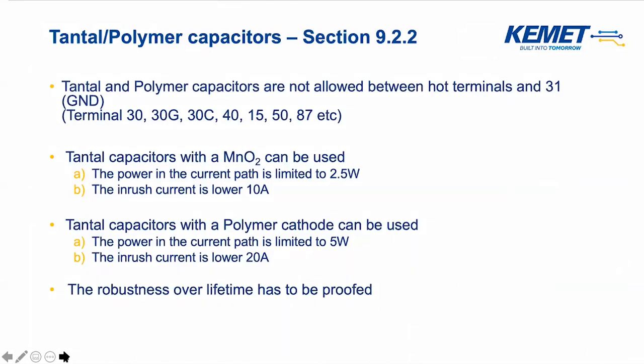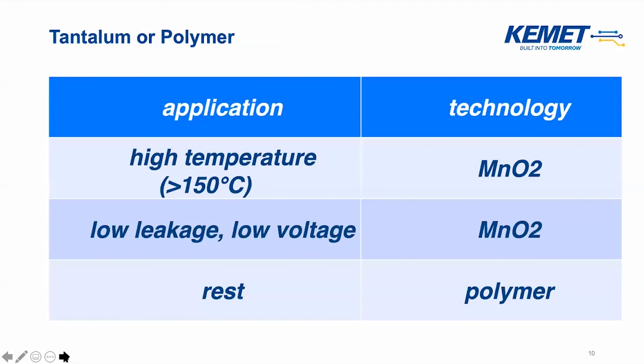So what's not on the battery line? A tantalum capacitor with MnO2 can be used when the current path is limited to 2.5 watt, or the inrush current is lower than 10 amp. We have a similar rule for polymer capacitors, but with higher values: the power for the current path is up to 5 watt, and the inrush current is lower than 20 amp instead of 10 amp for MnO2 parts. The robustness over life has to be proved, and therefore we have a great tool that we can share with you.